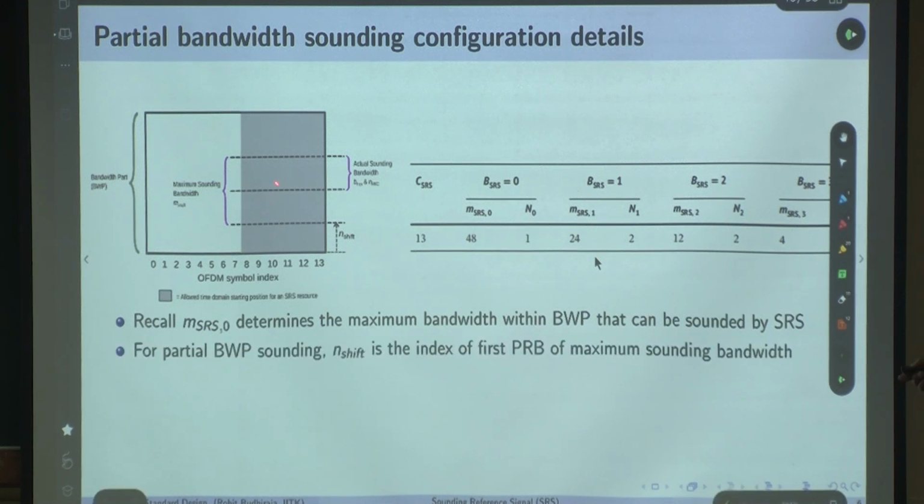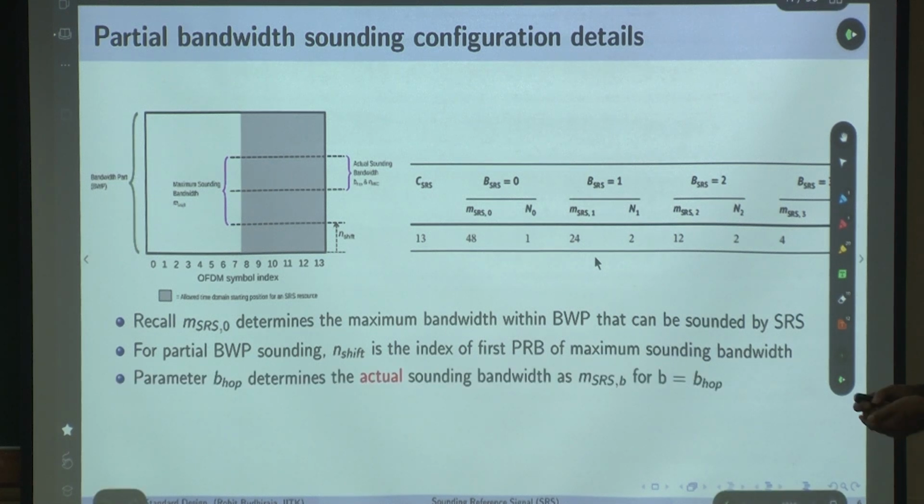What is this N shift? N shift is the index of the first PRB of the maximum sounded bandwidth. If I am telling the UE that it needs to send SRS only in this region, N shift will indicate where to begin sending the SRS. We have discussed that.